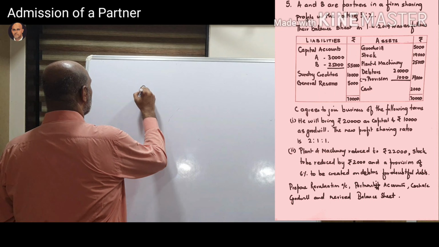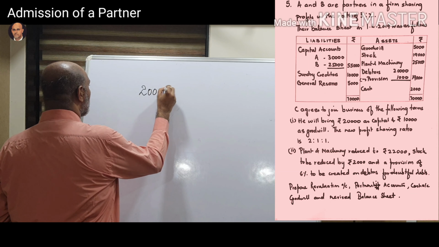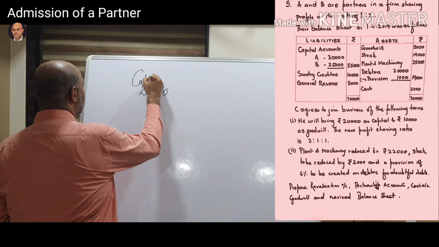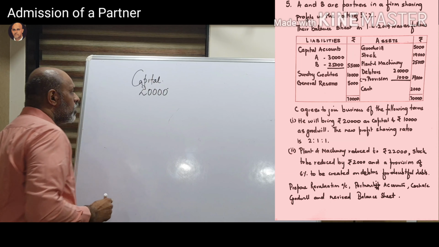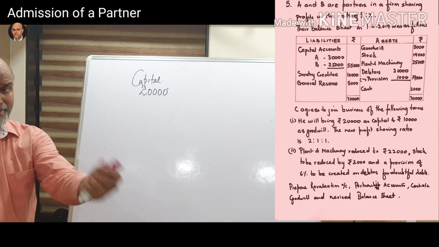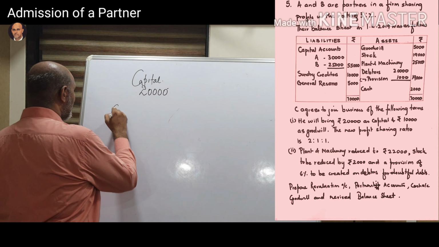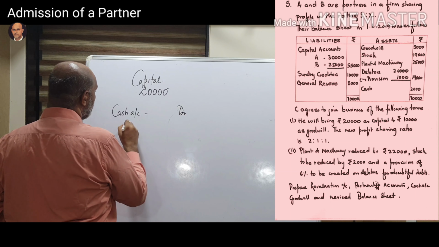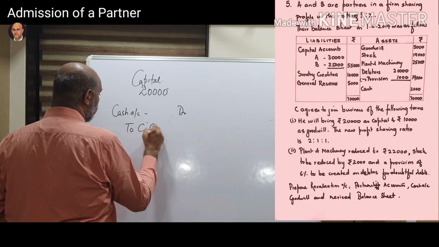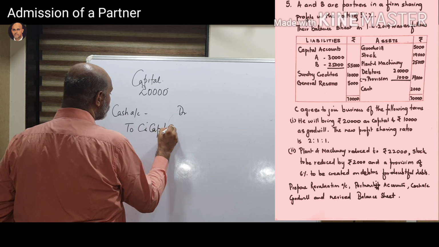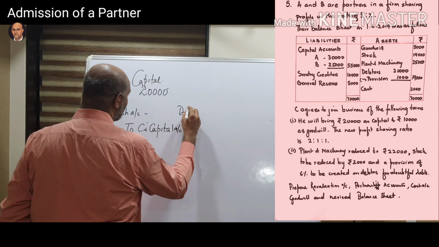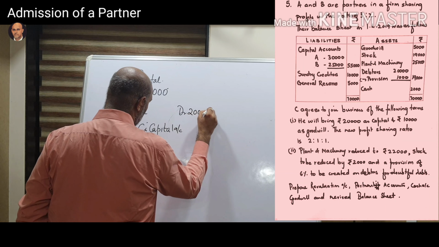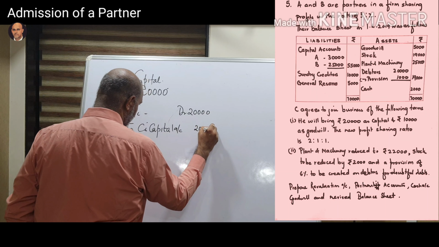Okay, so what is C doing? He is going to bring 20,000 as capital. Okay, so for the firm the money is coming in. So it is cash account debit to C's capital. Cash account debit to C's capital account, that is 20,000 and 20,000.